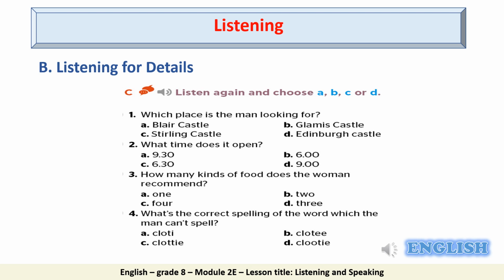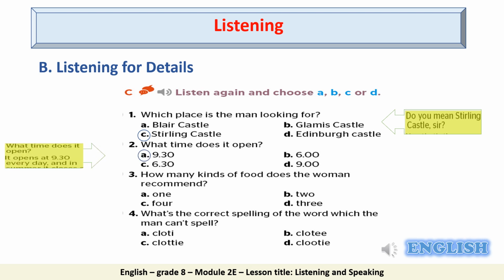No problem. Let us check the answers together. Question number 1. Which place is the man looking for? Excellent. Stirling Castle. And this is the justification. What time does it open? Good job. At 9:30. How many kinds of food does the woman recommend? What do you think? Amazing. 2. And finally, what's the correct spelling of the word which the man can't spell? Excellent, grade 8. D. CLOOTIE. Clootie.